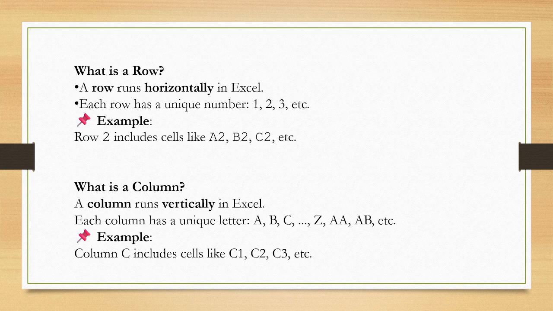What is a row? A row runs horizontally in Excel. Each row has a unique number 1, 2, 3, etc. Example: Row 2 includes cells like A2, B2, C2, etc. What is a column? A column runs vertically in Excel. Each column has a unique letter A, B, C, Z, etc. Example: Column C includes cells like C1, C2, C3, etc.